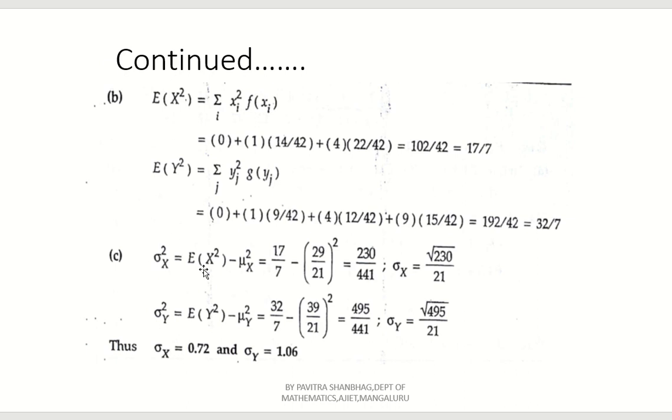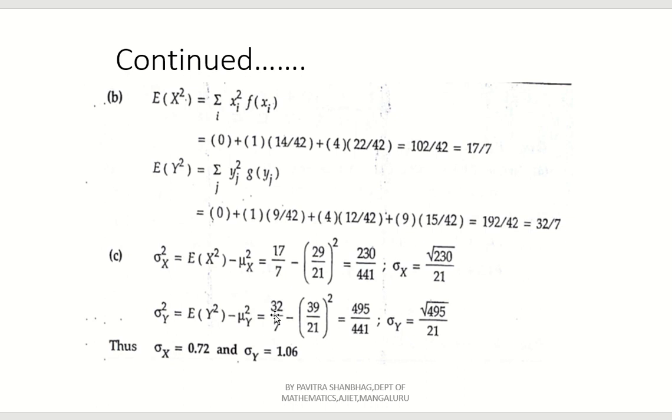So what is its square root? That means standard deviation we need to find. Standard deviation is nothing but the square root of variance, that is sigma x equal to root 230 divided by 21. Similarly, what is sigma y square? E of y square minus mu y whole square, or E of y whole square.